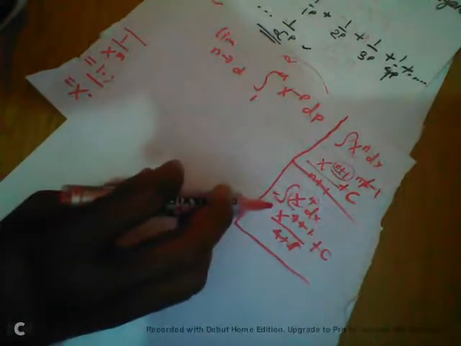Why? Because I don't have a limit. So if you don't have a limit, make sure you plus the constant. So this final is going to be x to the power 5 over 5 plus constant. You know what I'm saying? Okay, if you want more example questions of integrals, you can tell me.